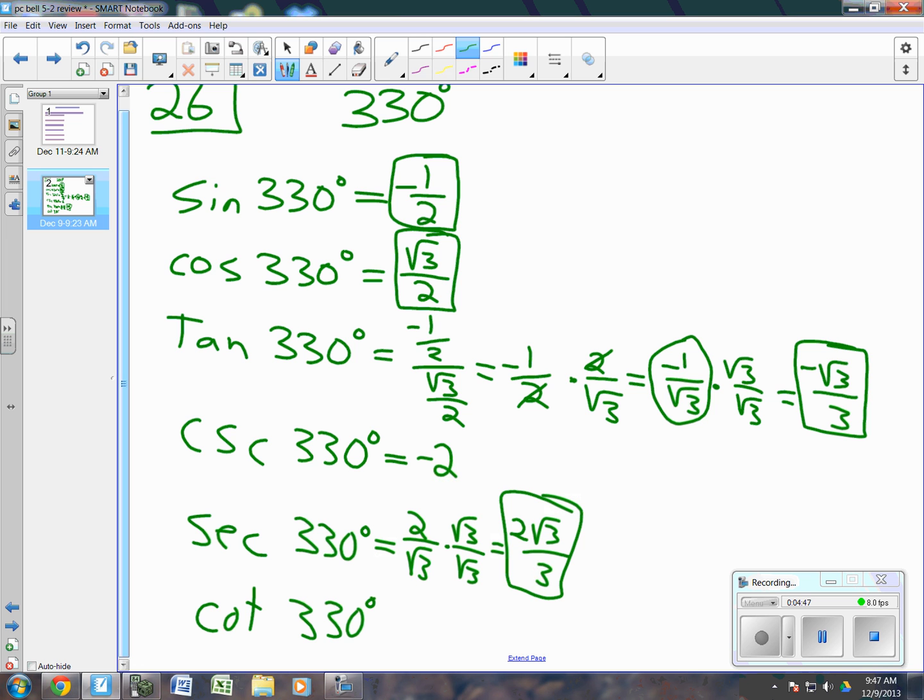So what is it going to be? It's going to be negative root 3. Negative root 3 over 1. Division by 1 is just the number itself. So we've got our 6 trig functions. Okay, that's how you do those.